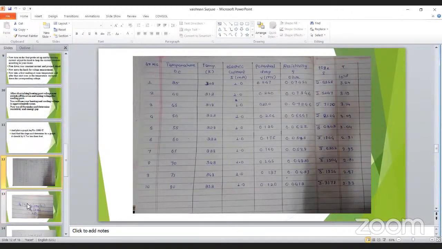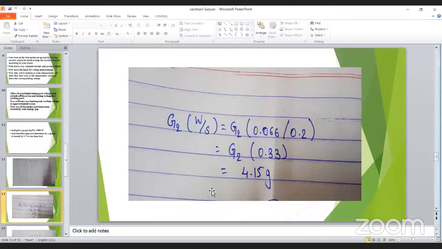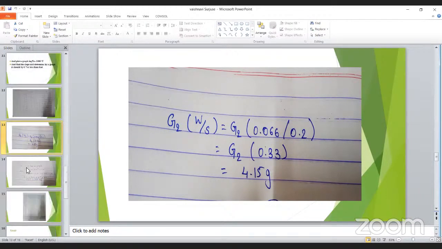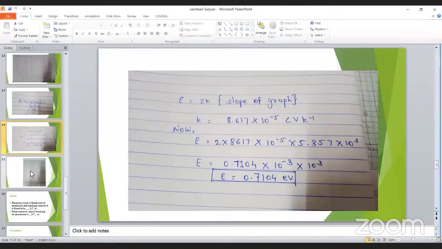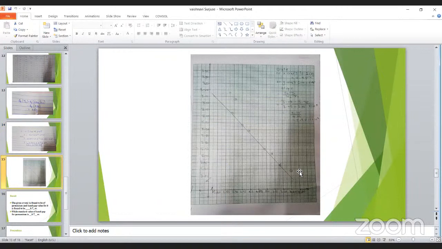This is my calculation for the correction factor, which I have calculated. The result for this experiment is 0.7104 electron volts. This is my graph, which is obtained from my observation table and calculation.